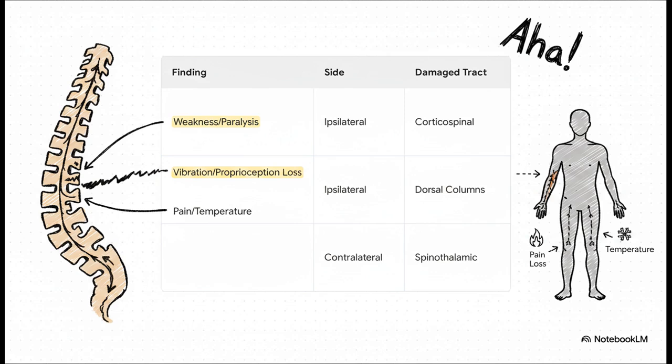Makes sense, right? But remember our little friend, the spinothalamic tract? The fibers for pain and temp from the left side of the body have already crossed over to the right side by the time they get to the lesion. So that right-sided injury knocks them out, causing loss of pain and temperature on the opposite side, the left side, contralateral. And that right there is the signature, the classic triad of Brown-Séquard.